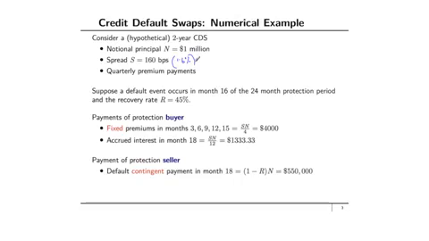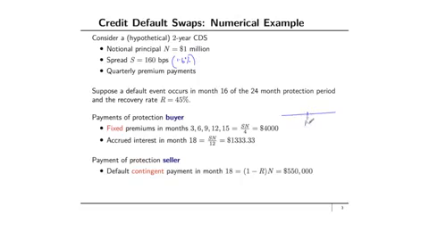And now let's understand what happens to the payments of the buyers and the sellers. The buyer pays premiums. So he pays premiums at month 3, 6, 9, 12, and 15. And this is going to be S, the spread, times the notional principal of $1 million divided by 4. Why? Because these are quarterly payments, so it's 1/4 of a year. So the payments in all of these months is going to be $4,000.